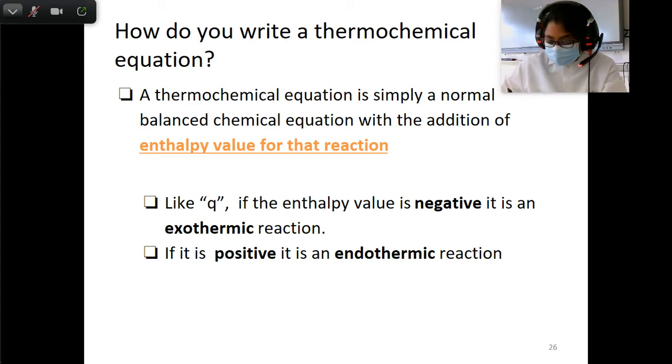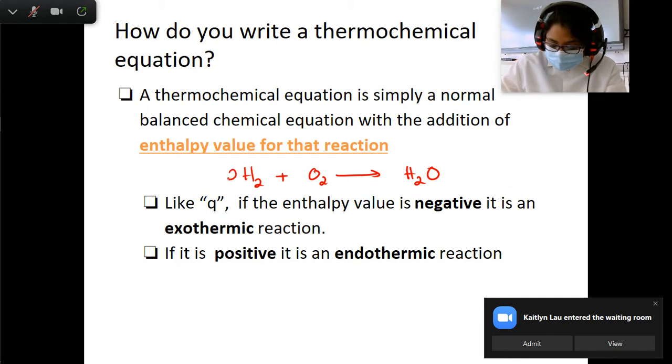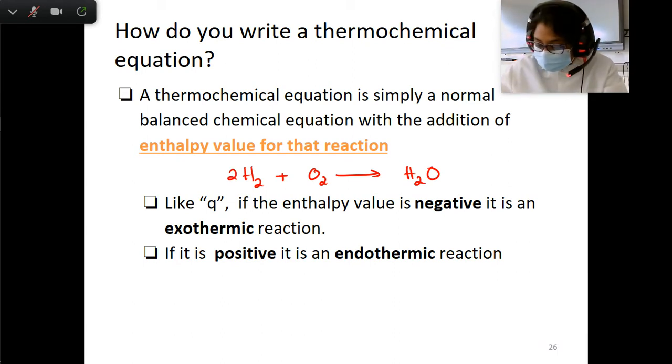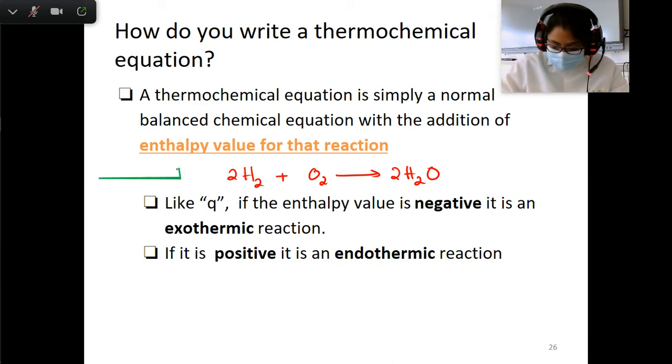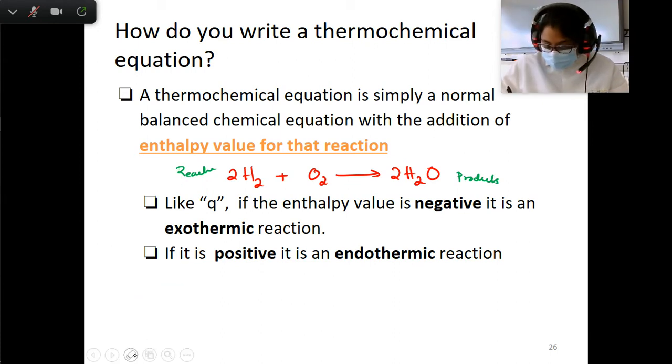In this part of the PowerPoint, I'm going to teach you how to write something called a thermochemical equation. You should be familiar with recognizing a chemical equation because we balanced some chemical equations in Unit 1. So you are used to seeing a chemical equation. It has reactants on one side and products on the right side, connected by an arrow. That means the reactants react to produce the products.